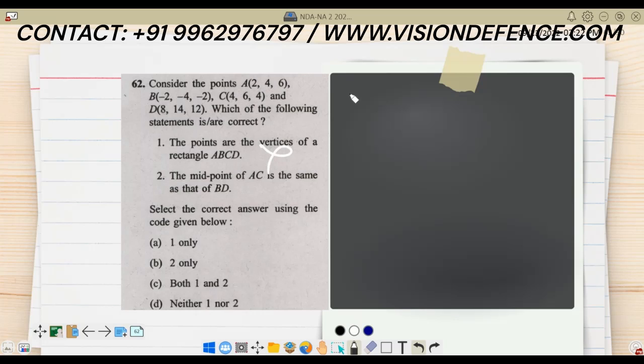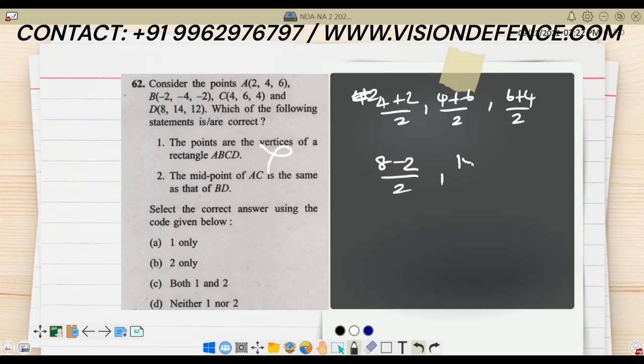To find the midpoint of A and C, we add the coordinates and divide by 2. So 4 plus 2 by 2, 4 plus 6 by 2, 6 plus 4 by 2. And then the midpoint of B and D would be 8 minus 2 by 2, 14 minus 4 by 2, 12 minus 2 by 2. Of course, these two are the same: 6 by 2, 10 by 2, 10 by 2. So 2 only is the right answer.